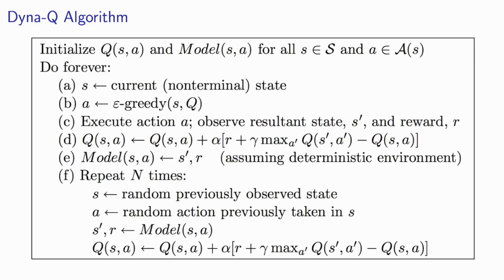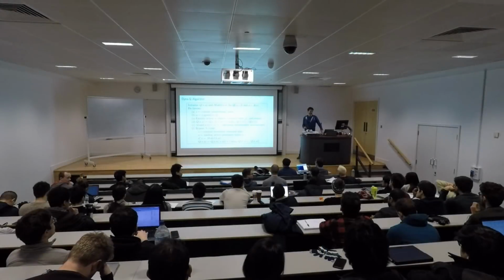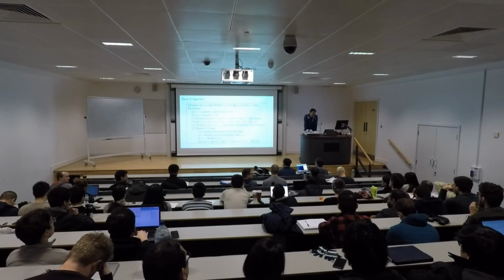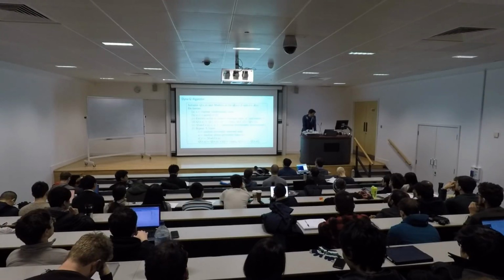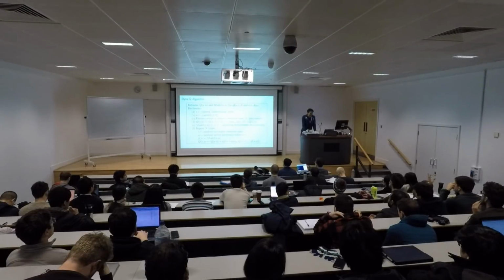Yeah? You don't run into maximization bias with a stochastic environment in this case? Or can you just do double Q like you would?